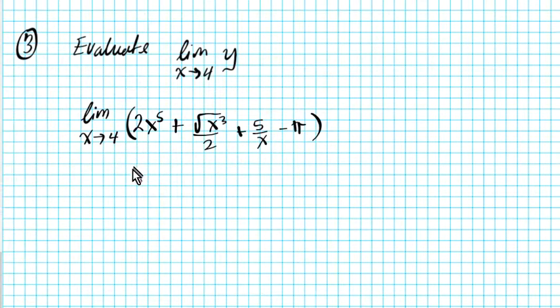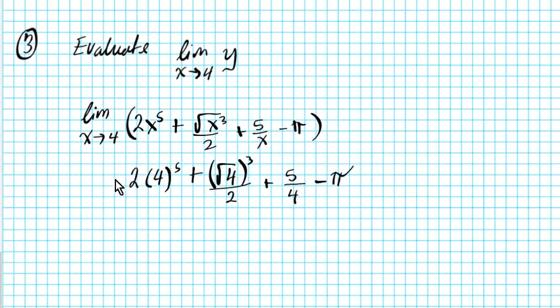Okay, so we're going to substitute. We have 2 times 4 to the 5th plus, I can reverse the order of these operations. I can root the cube, or I can cube the root. Since 4 is a square, I'm going to cube the root. Okay, so I'm going to go square root of 4 first and then cube it. I can reverse the order, it's legal. Plus 2 plus 5 over 4 minus pi. Doesn't care what x does, it just stays pi because it's a constant. Okay, so let's work this out.